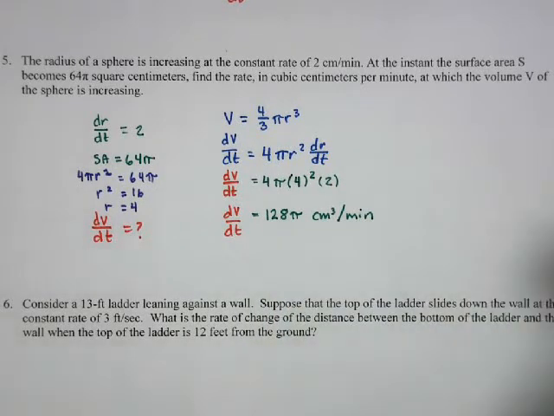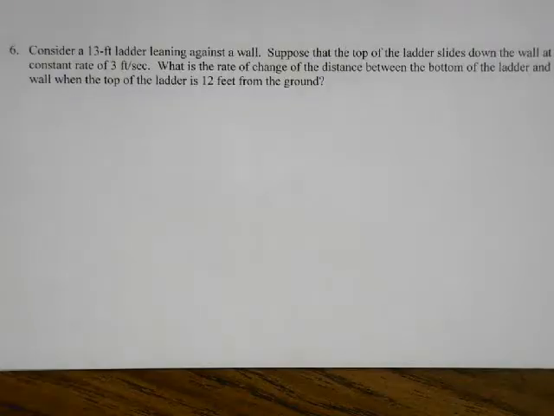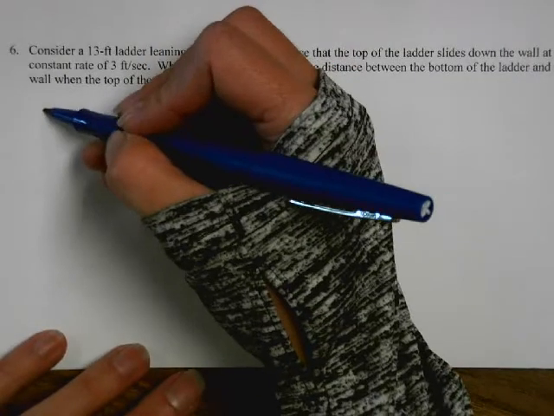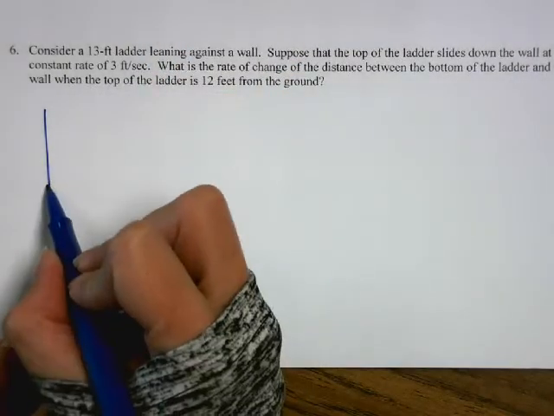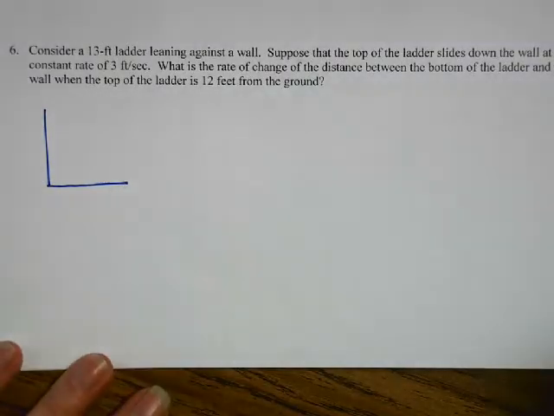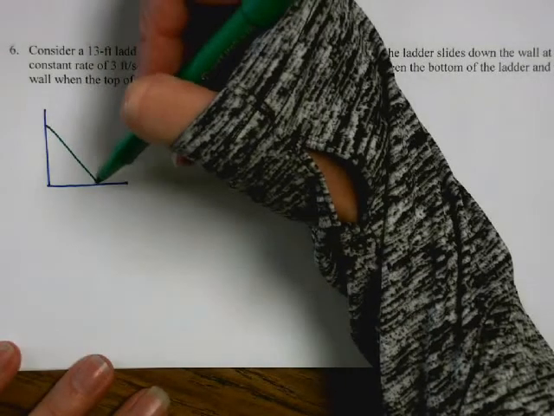Okay, this one's a real classic related rates problem. So it says, consider a 13-foot ladder leaning on a wall. Suppose that the top of the ladder slides down the wall at a constant rate of 3 feet per second. What is the rate of change of distance between the bottom of the ladder and the wall when the top of the ladder is 12 feet from the ground? So here's our wall. Here's the ground. And we have a ladder that is a constant 13 feet.